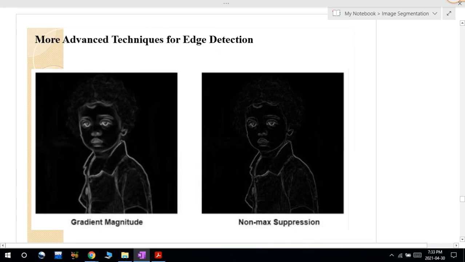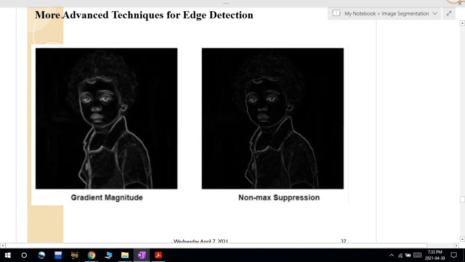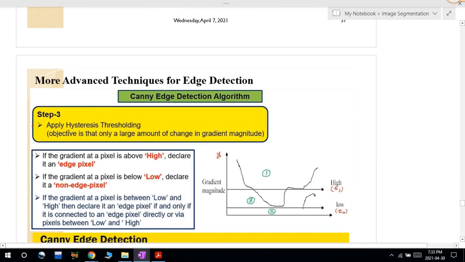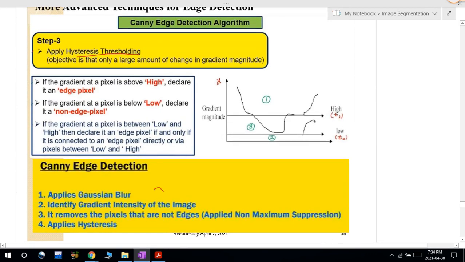if I apply non-maximum suppression, if you observe this, it is somewhat thick edge, but after applying this one, I will get thin edges. So this is your non-maximum suppression, and the final step within the Canny edge detector is applying hysteresis thresholding.